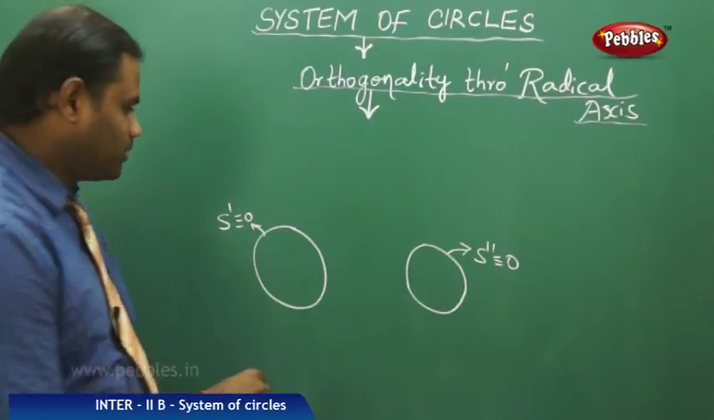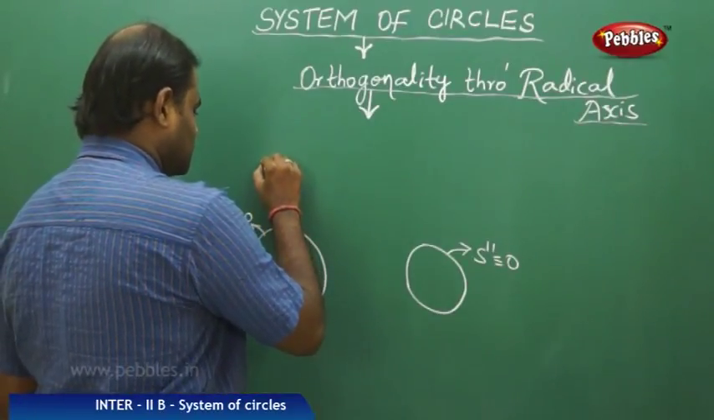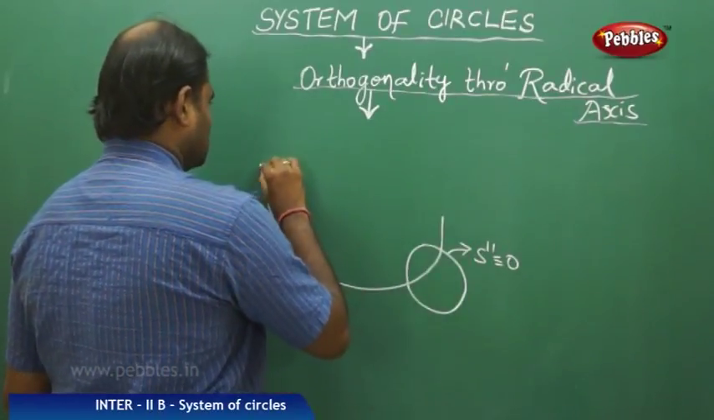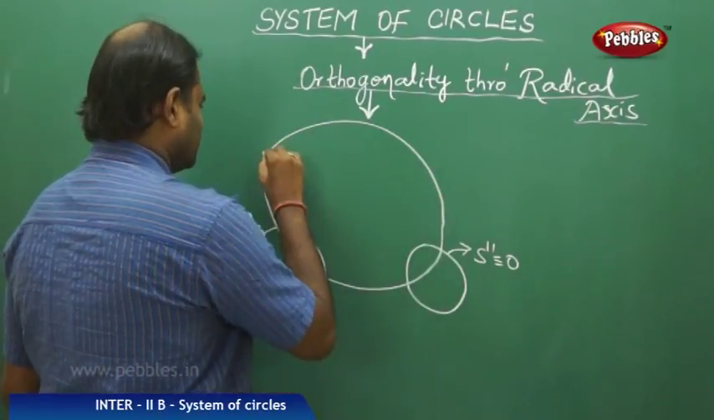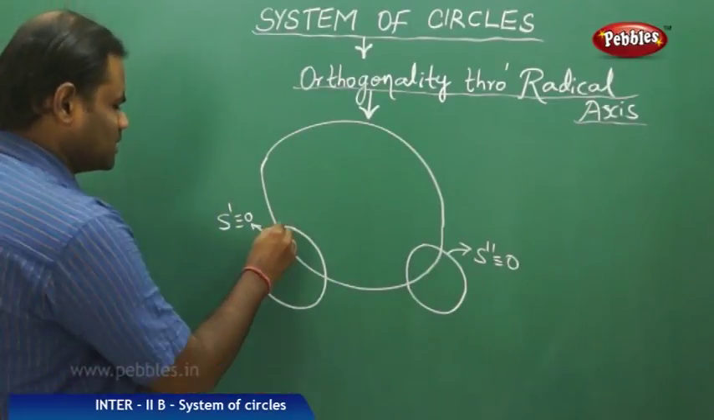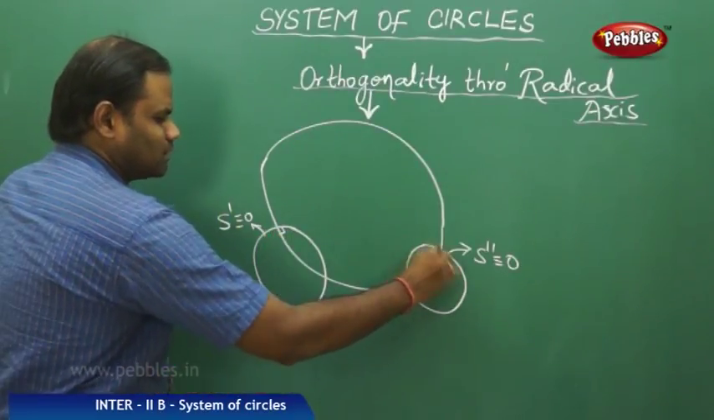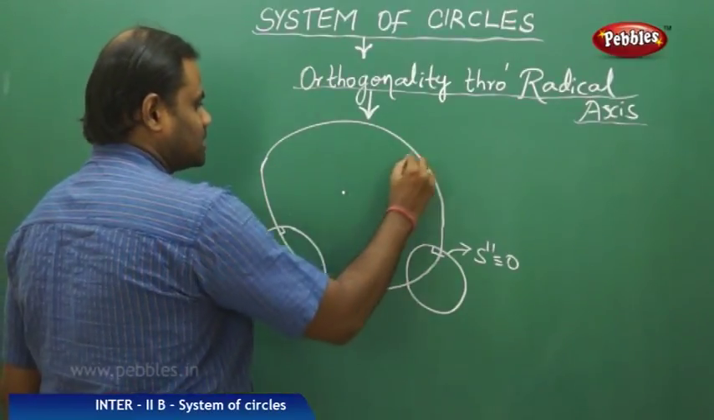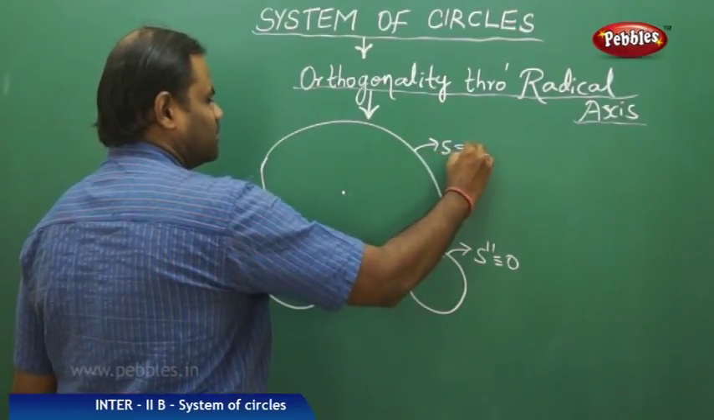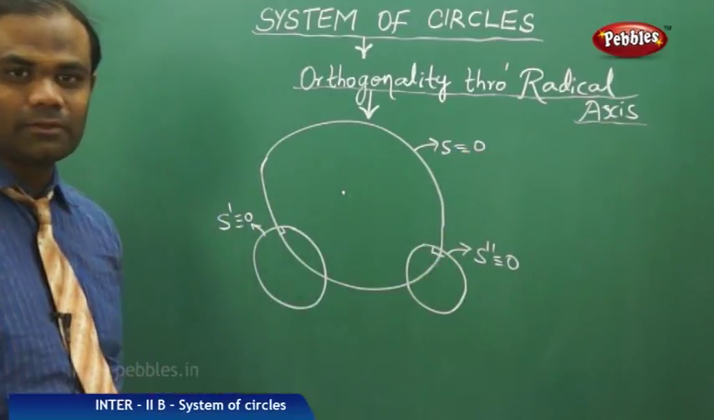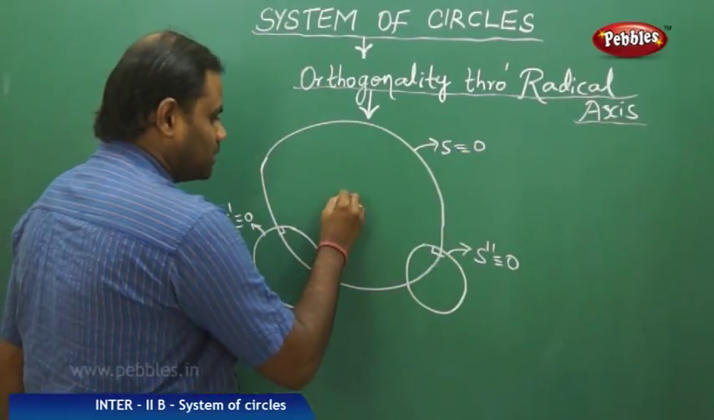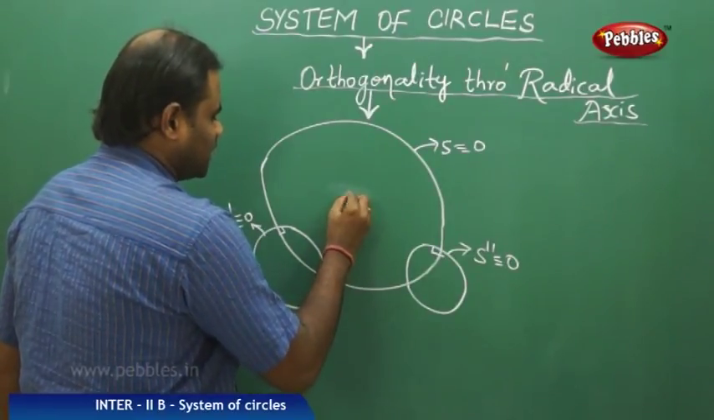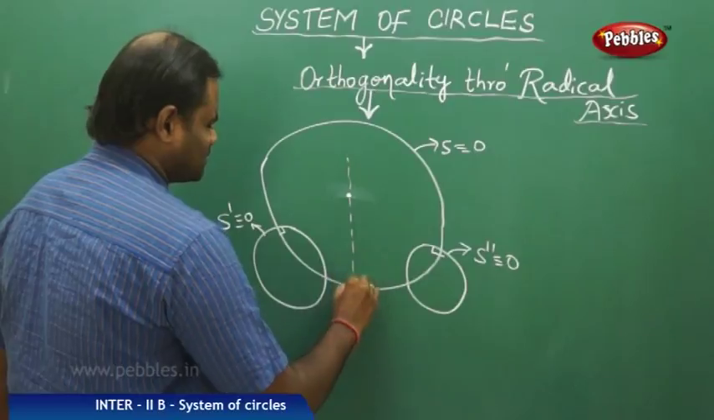orthogonally. So geometrically we identify that if there's a circle which cuts this and this orthogonally, then the equation of this circle which cuts S' and S'' orthogonally is said to be identified. Say I have this circle with equation S equal to 0, then the geometrical property identified here is that the center of this circle lies on the radical axis.